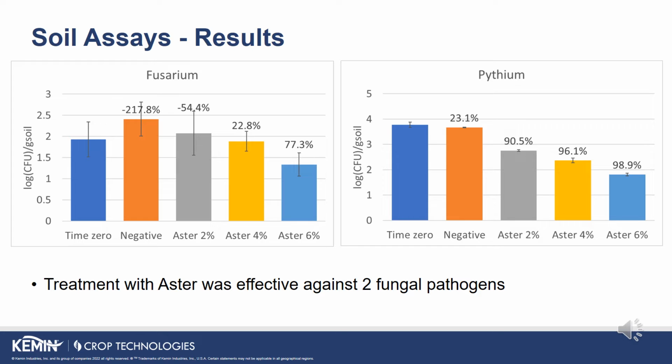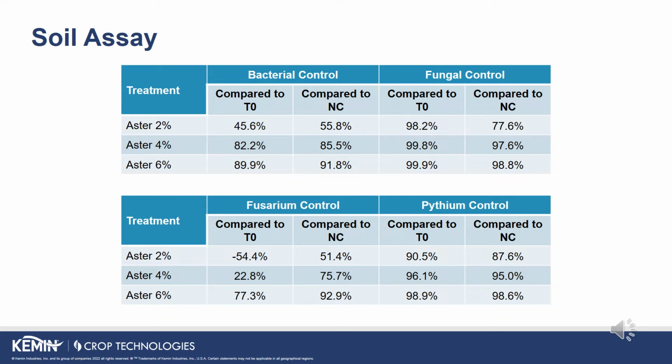Overall, we were able to show that aster was effective at reducing these two fungal populations. Here are some summary tables of the soil assays looking at either the bacterial, fungal, Fusarium, or Pythium populations, and we're looking at the percent knockdown compared to either the time 0 population or that negative control sample, which was treated with water and incubated for 48 hours. In either case, increasing the concentration of aster from 2 to 6% was able to significantly reduce the populations of these soil-borne microorganisms.